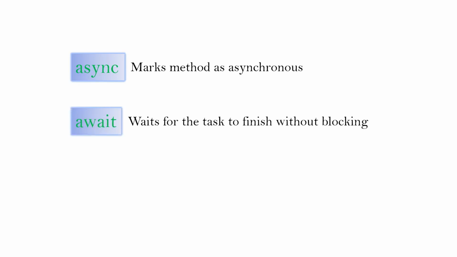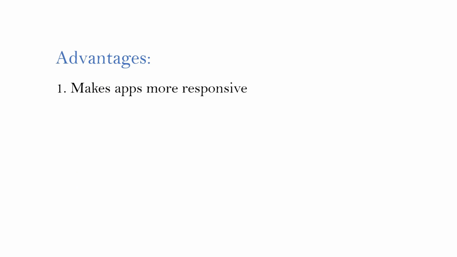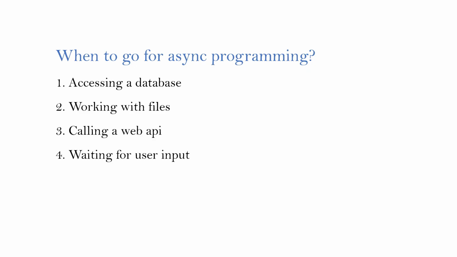In summary, the async keyword marks a method as asynchronous, whereas the await keyword waits for the task to finish without blocking. And Task represents asynchronous work. That's why we use async Task together. Asynchronous programming makes apps more responsive and improves performance. As we already discussed previously, whenever you know there is some waiting, you can implement asynchronous programming.